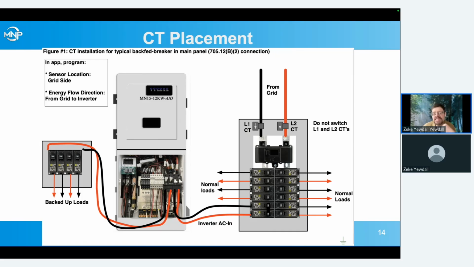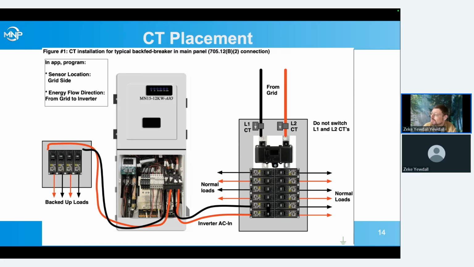Now, if both CTs have the arrows pointing the same wrong direction, it is possible to switch that in the software. But if one of them is the wrong direction and the other one is the right direction, there's no way to fix that in the software. You've got to fix that physically in the installation by having them snapped on there the right direction.